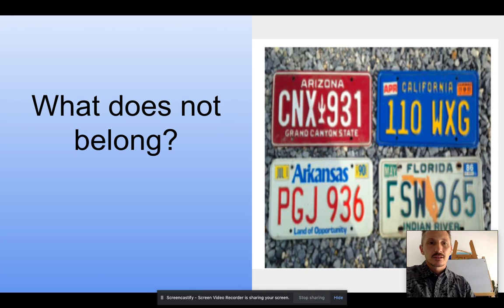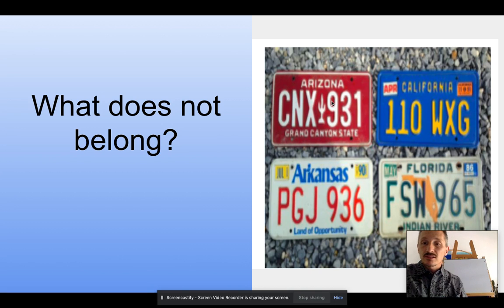First, we're going to start off with a little activity about what does not belong. So, looking at these license plates from the United States of America, they have all three-digit numbers. They are different colors. The digits are different colors, and it looks like these are different states. This is in Arizona. This one's in California. This state is from Arkansas. This one is from Florida. What are some other things that you notice?